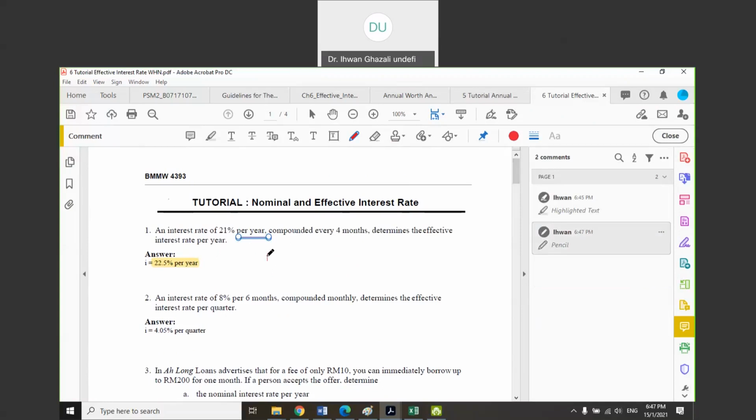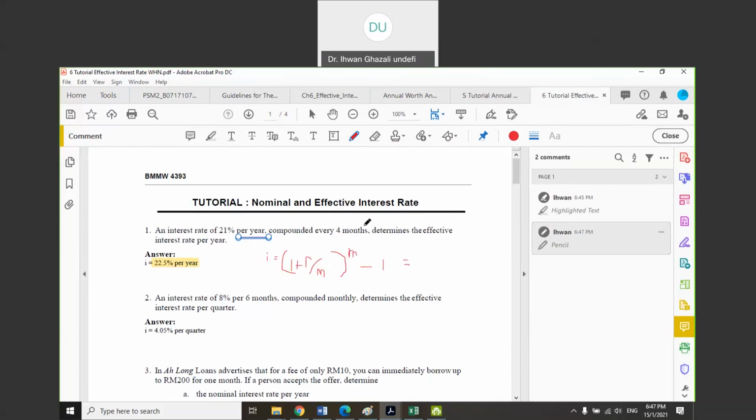They ask about I, right? If you open the slide, the formula will be I equals 1 plus R divided by M, to the power of M, and then minus 1. Sorry, actually I need to buy the tablet. I use mouse, quite difficult.